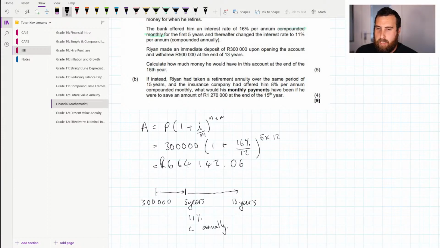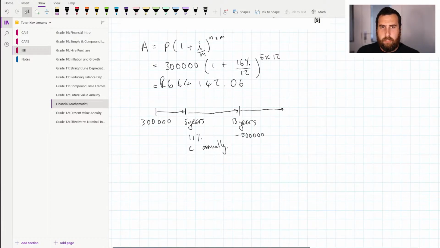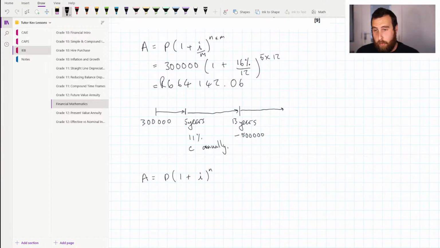So we basically need to subtract 500,000 from whatever we have then, and then whatever the remaining amount is, we're going to have another 2 years of compounded annual interest added onto that. Right, so let's do it. The next bit is we're going to now change our interest rate. So we're going to go A is equal to P times 1 plus i to the power of n. Here I don't need to use the m because we're just looking per annum, not per month. P is going to be the 664,142.06.